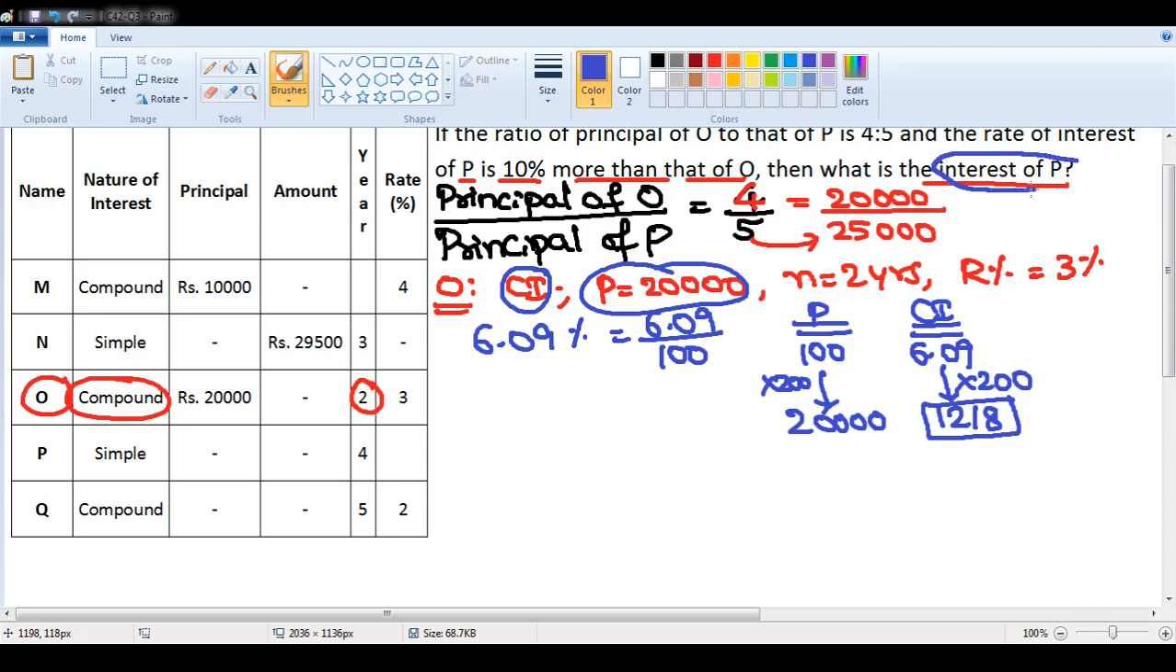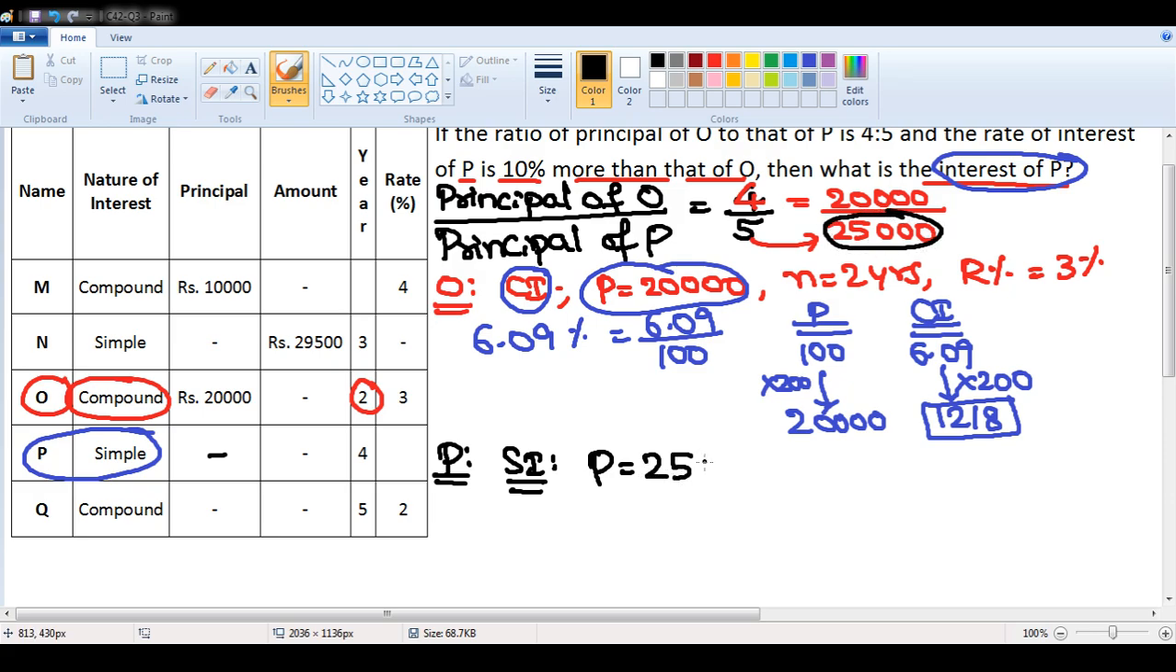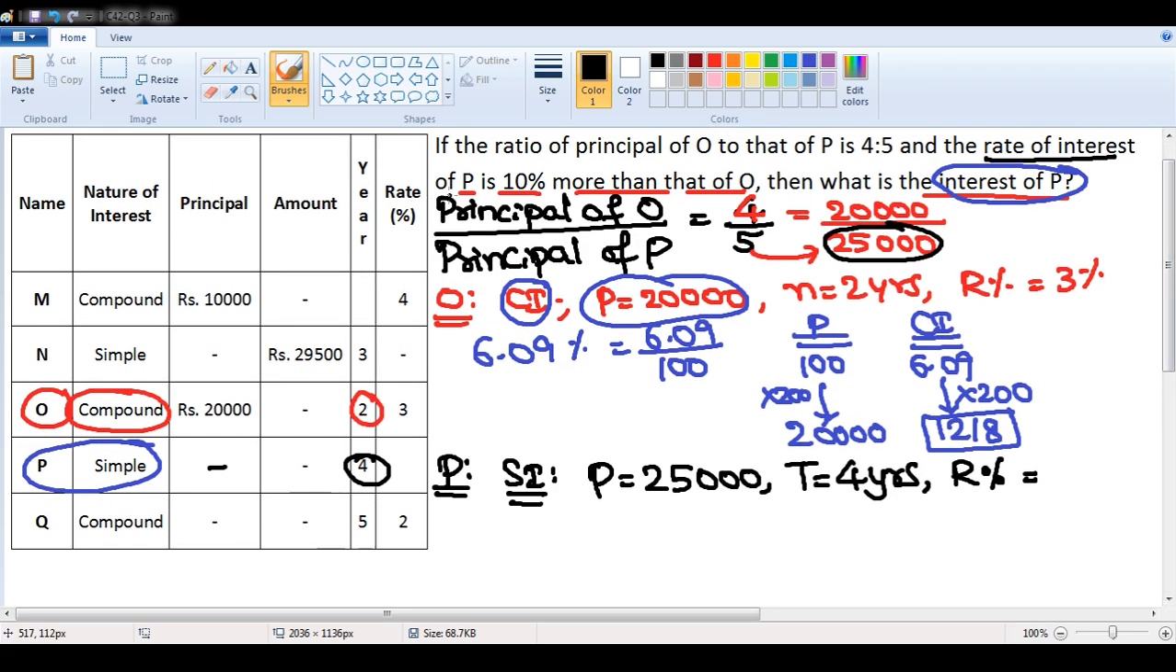I want the interest of P. Interest of P is in simple interest. Now, P is given in terms of simple interest. Principal was not given in the table, but we found out from the ratio that it is 25,000. Years is given from the table as 4 years. Rate of interest I don't know as of now, but it is given in the question that the rate of interest of P is 10 percentage more than that of O. O is 3 percentage. What is 10 percentage of 3? That means it is 0.3 percentage more than 3. So the rate of interest is 3.3 percentage.